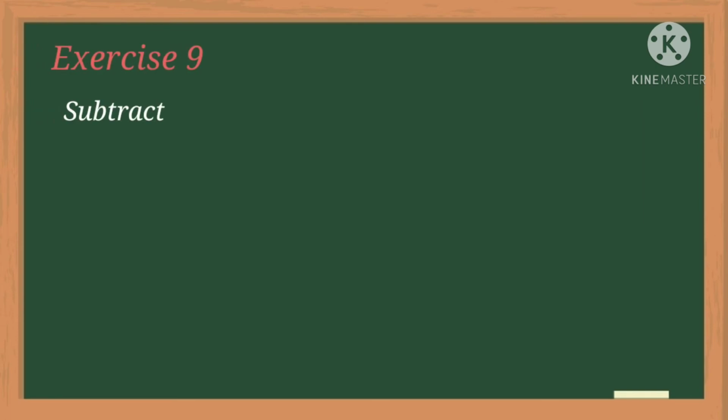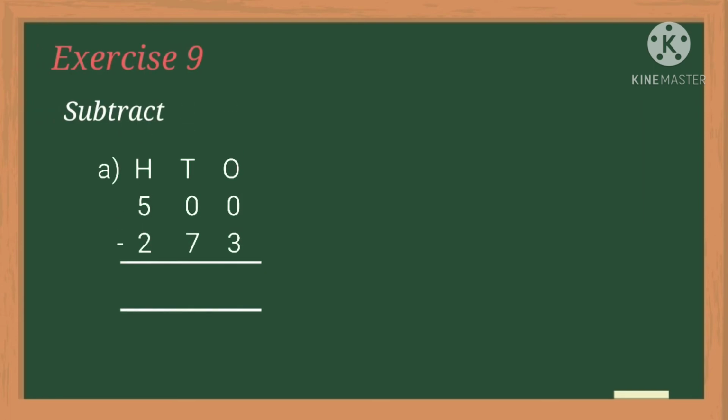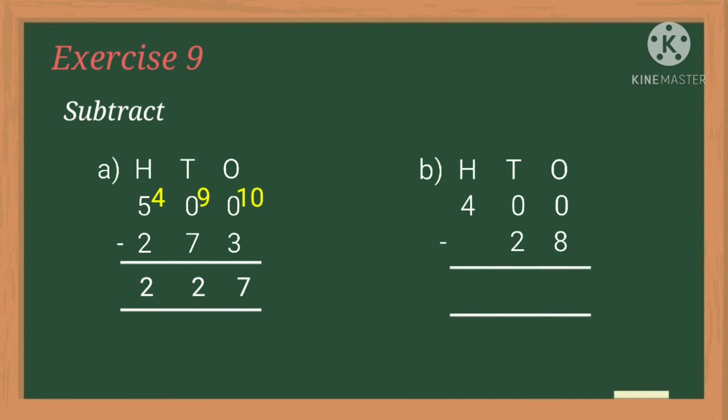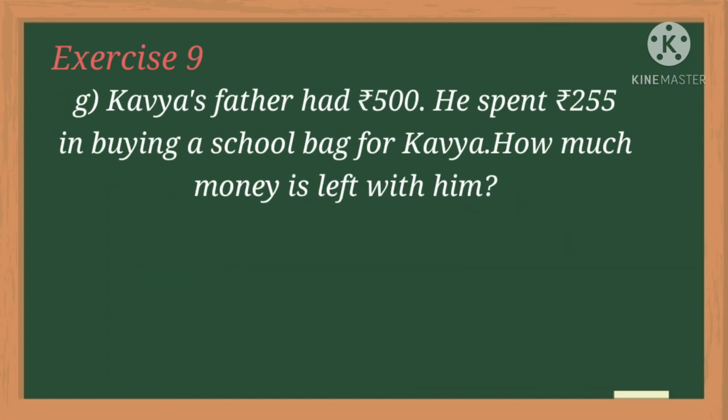Yes, now solve the questions which have zeros. 500 minus 273. Taking the borrow, the hundreds place becomes 4, the tens place becomes 9, and the ones place becomes 10. So 227 will be the subtraction answer. Second one, 400 minus 28. Hundreds place becomes 3, tens becomes 9, and ones becomes 10. 10 minus 8 is 2, 9 minus 2 is 7, and 3 as it is. Here only taking the borrow makes it a little tricky.